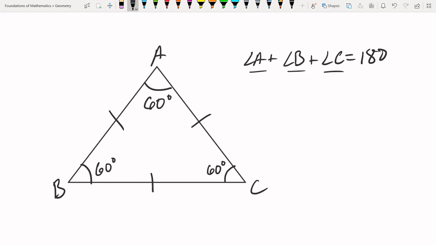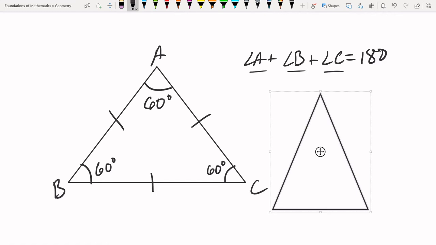Now, an isosceles triangle has 2 sides being equal and 2 angles equal. So these two angles are equal and these 2 sides are equal. This third side is going to be something different, as is this third angle.